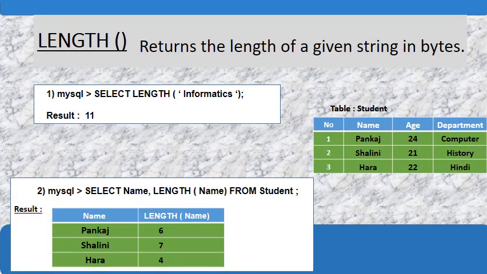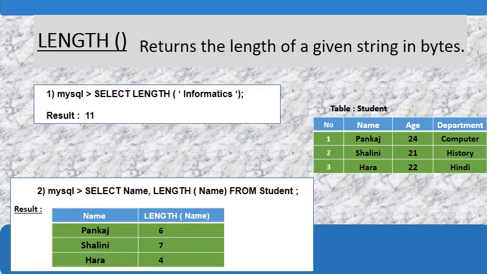Length function. This function returns the length of a given string in bytes. Example 1. Select length informatics. Here the argument is informatics. So the length function will count the number of characters in informatics. So here 11 characters are there. So the result is 11.